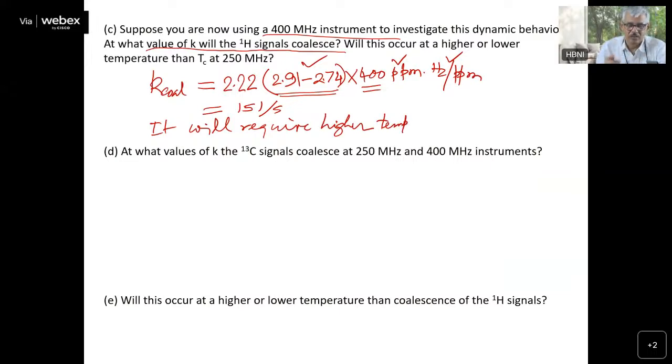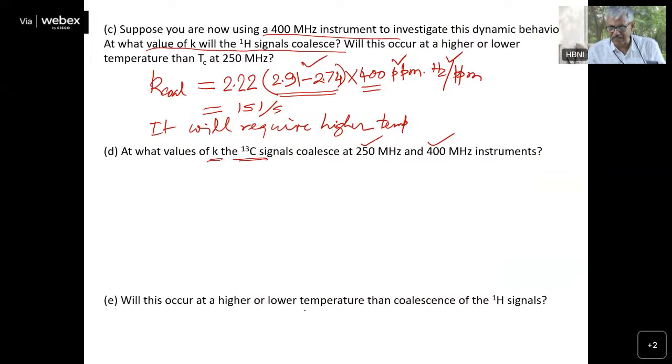Now next question, at what values of K do the 13C signals coalesce at 250 megahertz and 400 megahertz instrument? I think you should be able to do it. I have already shown you. The chemical shift difference I've given. Now these are proton frequency. You have to convert to carbon frequency and then use a simple formula. So I will not do that.